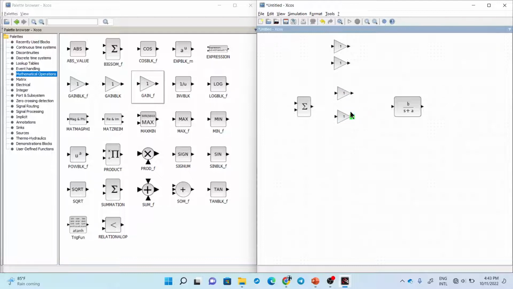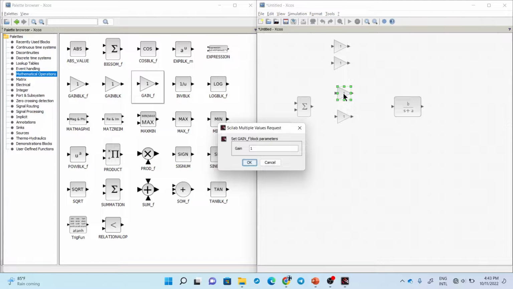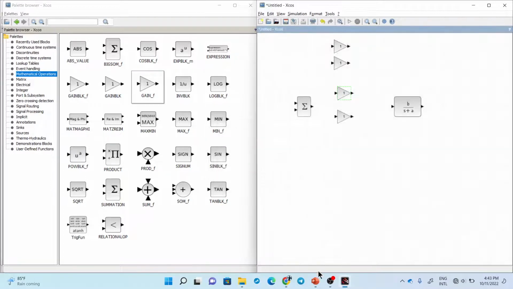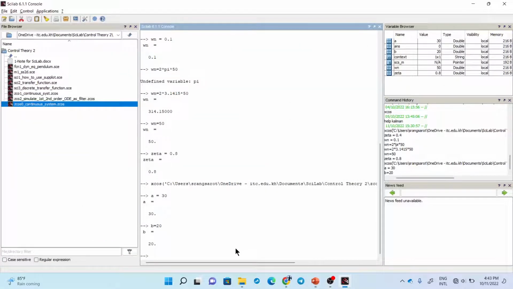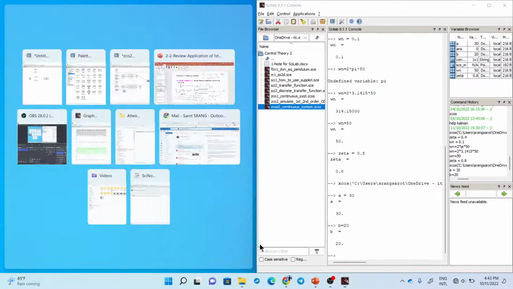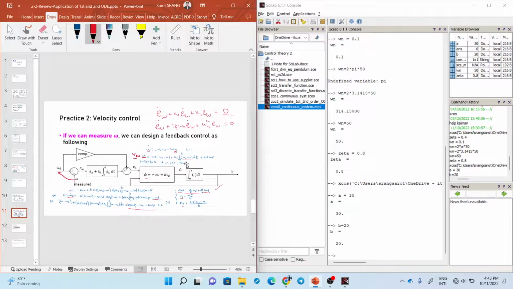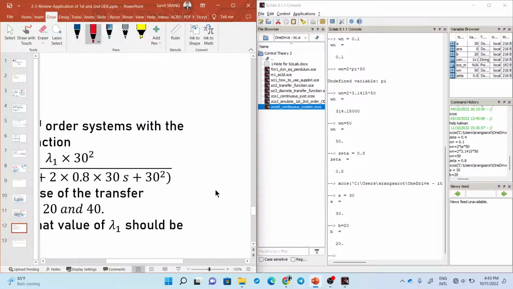Why do I need four? Because this one is Ki, Kp. So I need to write down Ki and Kp. So here, the formulation of Ki, Kp.